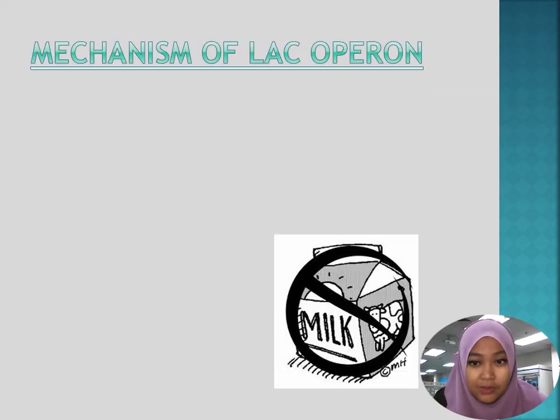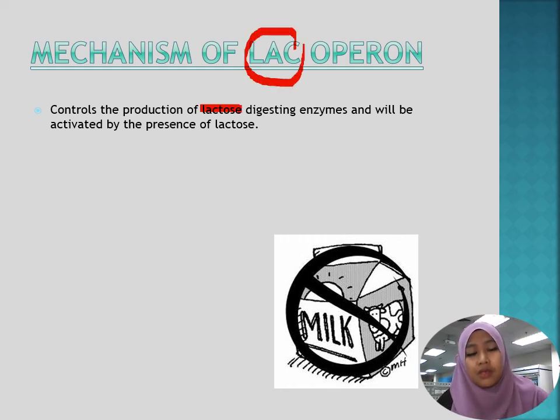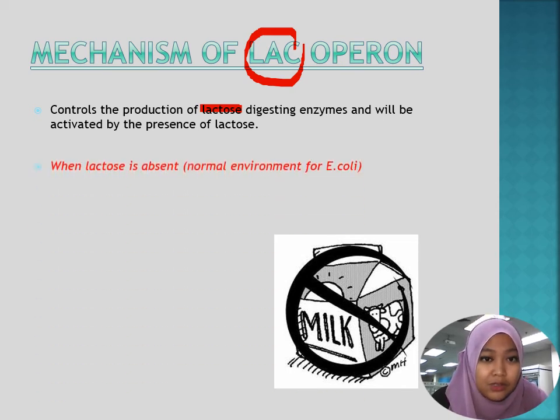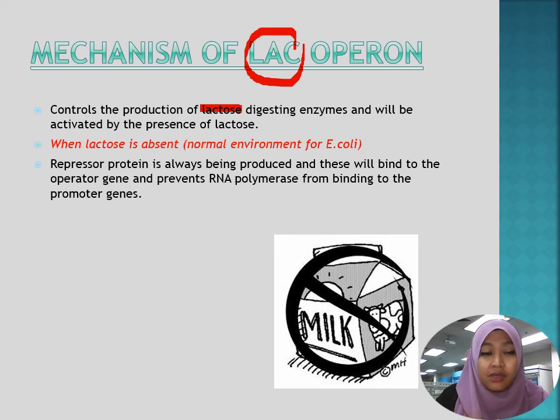So next, the mechanism of the lac operon controls lactose, from the word lactose, meaning milk. How will the body produce the enzyme for lactose? When we digest milk, for example, because milk contains a lot of lactose. When lactose is absent, meaning we do not drink any milk, under the normal environment of E. coli, which is inside our intestine and functions to produce the enzyme when we digest milk.